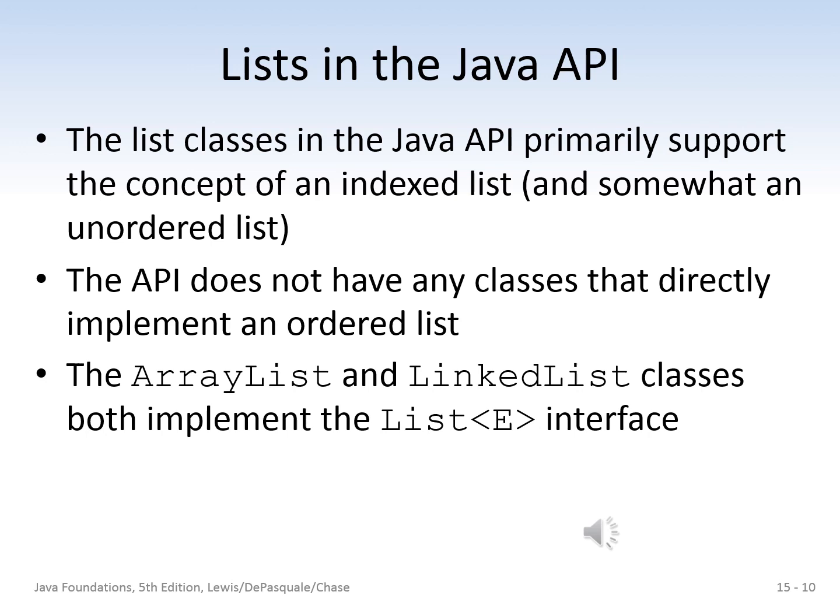There are list classes in the Java API, and those list classes primarily support indexed lists and, to a degree, unordered lists. However, the Java API does not have any classes that directly implement an ordered list.